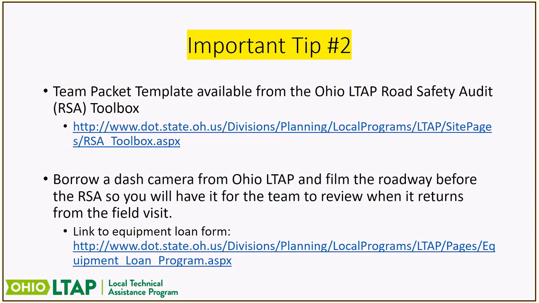So, important tip number 2, make sure you have your team packet ready to go before your road safety audit team pre-meeting. And you can use the template that we've got out on the toolbox. You can also borrow a dash cam from Ohio LTAP and go out and film the roadway before the RSA. And we've learned to do this because a lot of times when we go back after we've done the road safety audit, the team members will remember things differently about the road. One might remember a sign being somewhere and the other one doesn't.